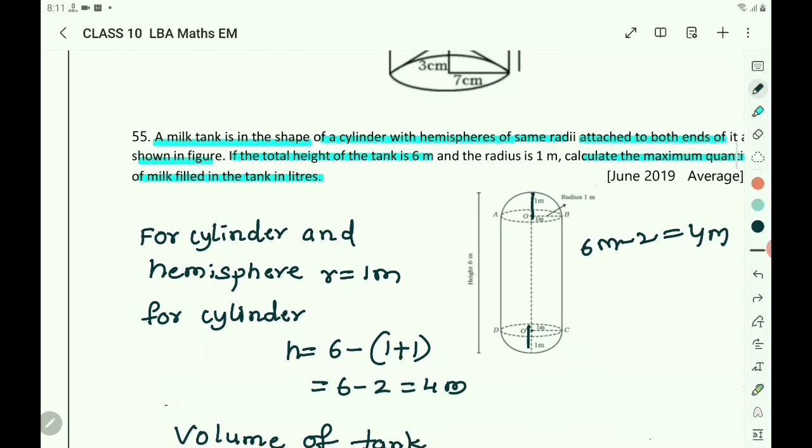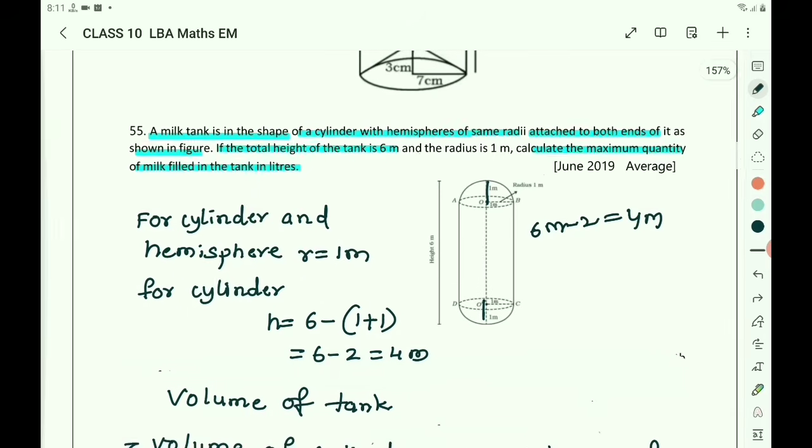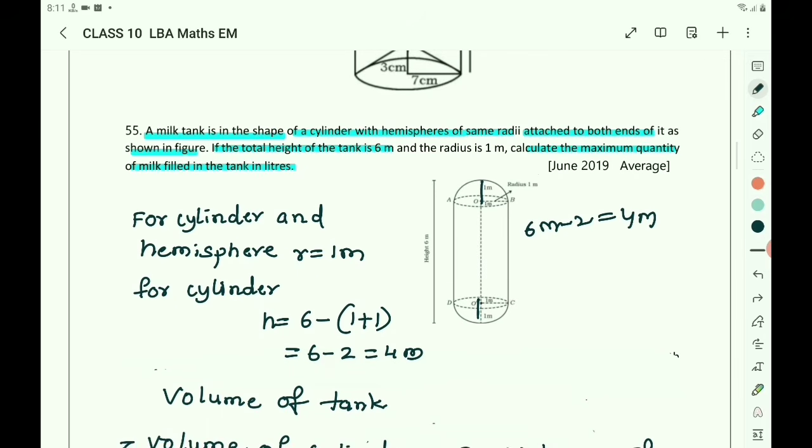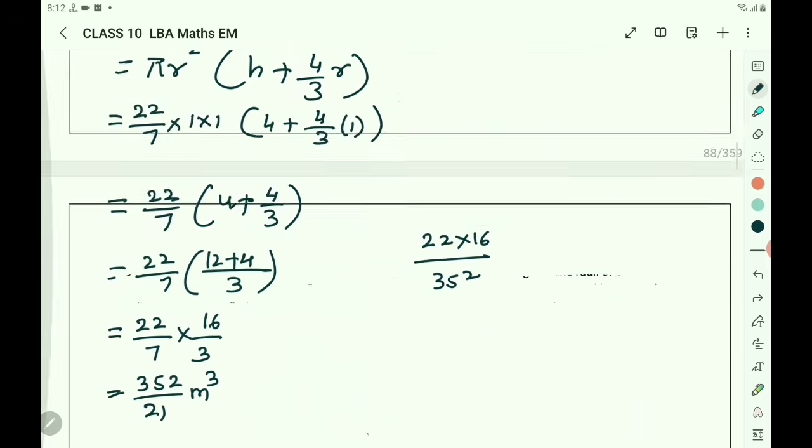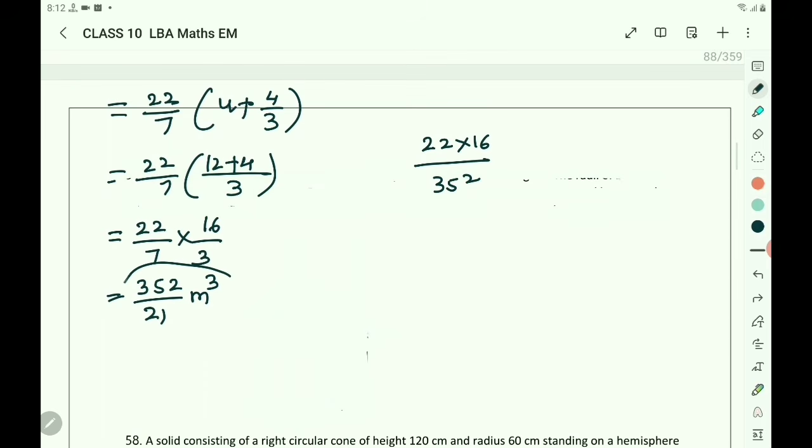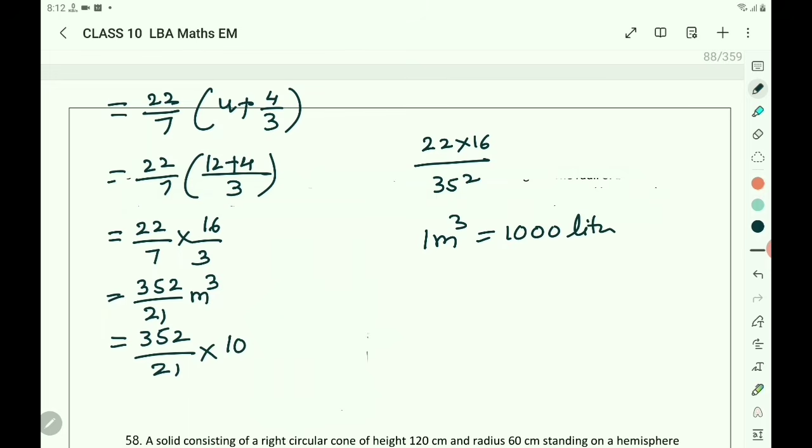And here the measurement must be in liters. Calculate the maximum quantity of milk in the tank in liters. We have to convert this m cube in terms of liters. Then what you have to do? Multiply this 352 by 21 into 1 m cube equals 1000 liters. So we multiply it by 1000.